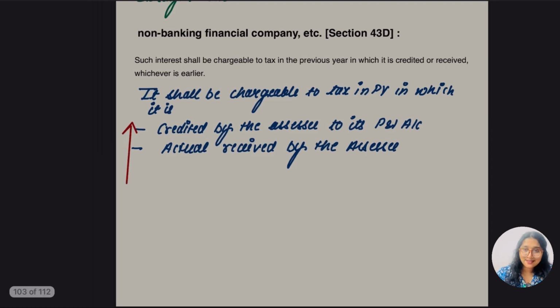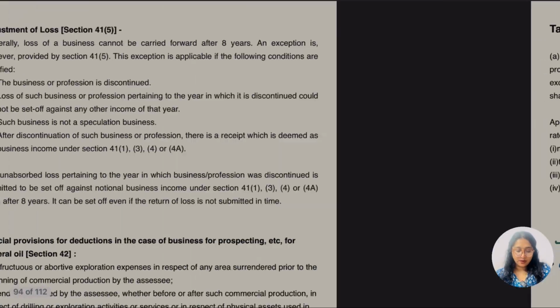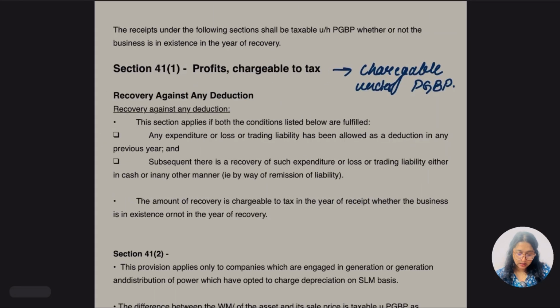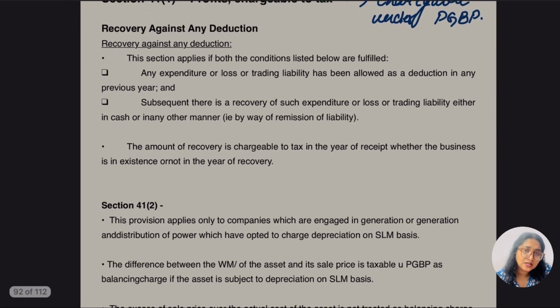So let's go back and cover the two sections here, guys, which I left behind. Here is about section 41, which is profit chargeable to tax. Section 41 subsection 1, which is chargeable under PGBP.